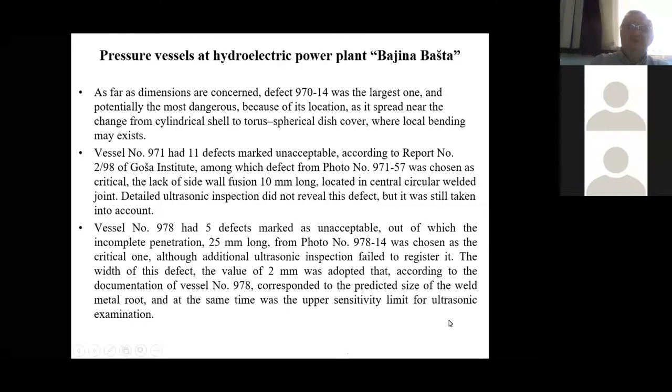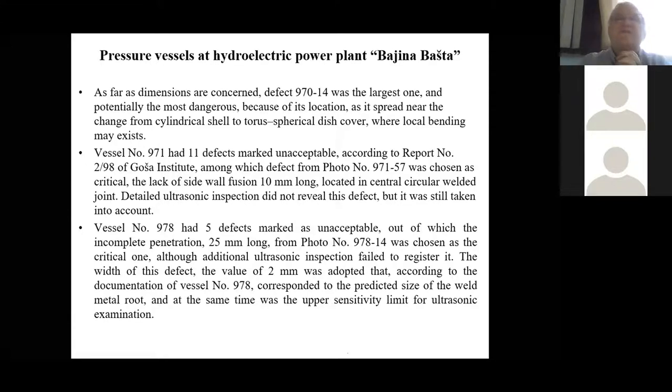One of them was along the weldments in longitudinal direction, close to this transition from cylindrical shell to spherical dish cover. So in that case, local bending should have been taken into account. We did so, but at the end, it turned out it's not important. The other was at a circular weldment, and the last one was also along a longitudinal weldment.